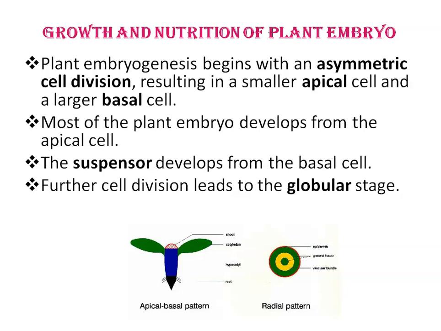Further cell division leads to the globular stage. The three basic tissue systems, dermal, ground, and vascular, can be recognized at this point based on characteristic cell division patterns. I can see here the apical-basal pattern means organization of organs along the apical-basal axis. And then the radial pattern, here, is the organization of the three basic tissue systems: dermal cells, then ground tissues, and vascular tissues.